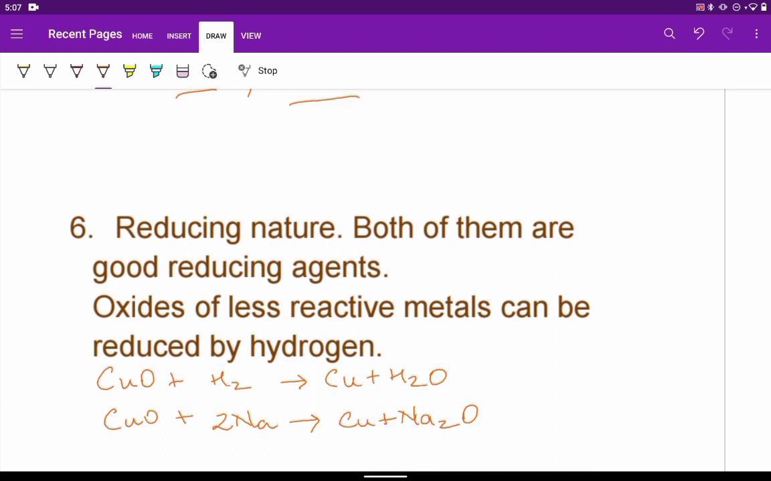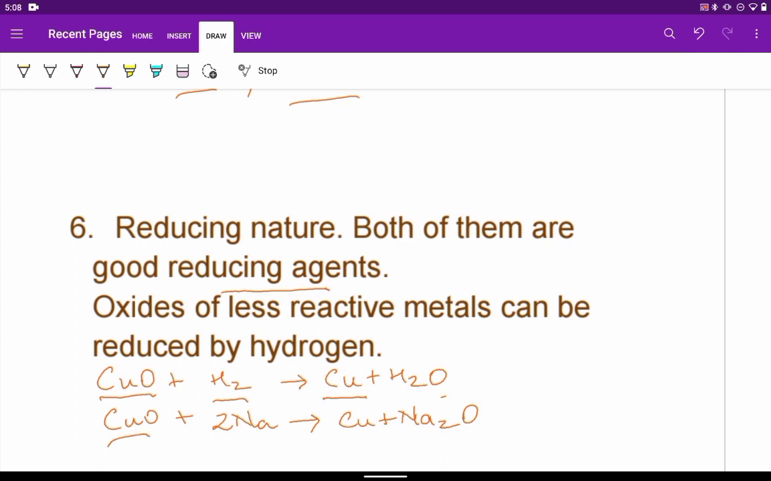Both of them are very good reducing agents because they can easily lose electrons. So since they can lose electrons easily, they are very good reducing agents. They can nicely reduce the oxides of less reactive metals like copper. So CuO is reduced by hydrogen. CuO is reduced to copper, hydrogen oxidized to water.